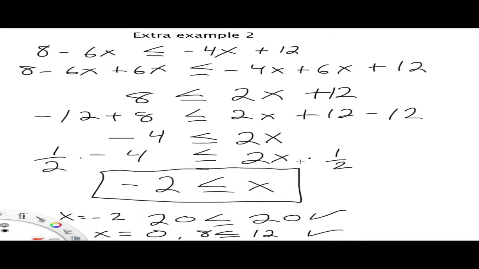Now let's take a look at it going the other direction here, shall we? So we'll get rid of this, come into here and rewrite our equation. We had 8 minus 6x is less than or equal to negative 4x plus 12. I'm going to go the other way with the variable, and so I'm going to add 4x to both sides.